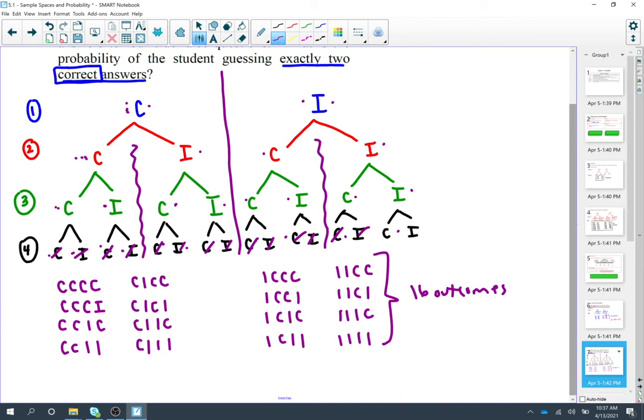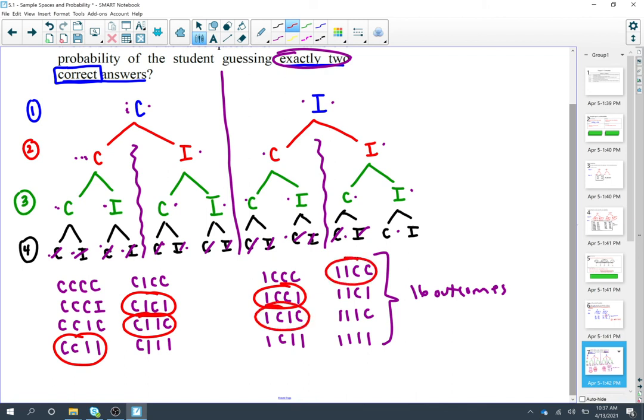But we want to know what's the probability that he gets exactly 2 correct. So I'm going to search through my list. This one has exactly 2 C's. He got exactly 2 correct. Here he got exactly 2 correct. Here. Here. And I think that's it. So now we're going to count these up, and we've got 1, 2, 3, 4, 5, 6.